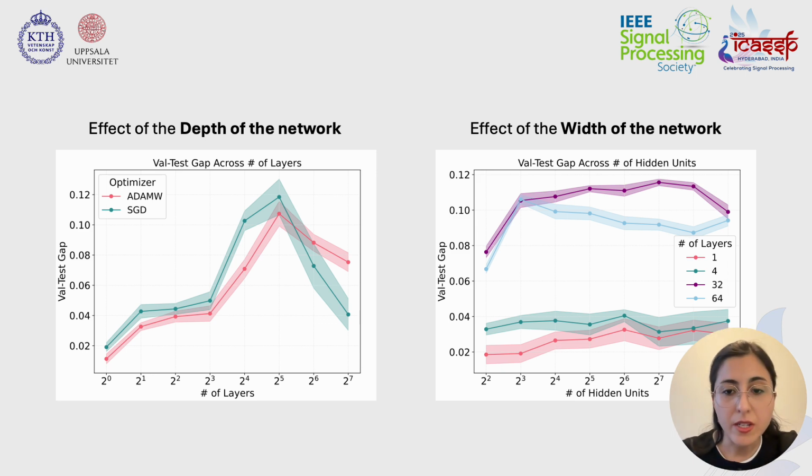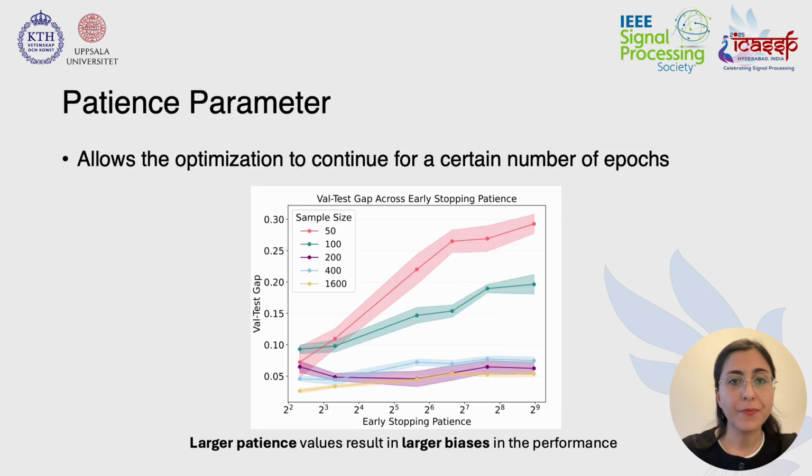On the right side, we can see the width figure. So we can see width has minimal effect. Unlike depth, increasing the number of units per layer didn't really change the validation test gap that much.